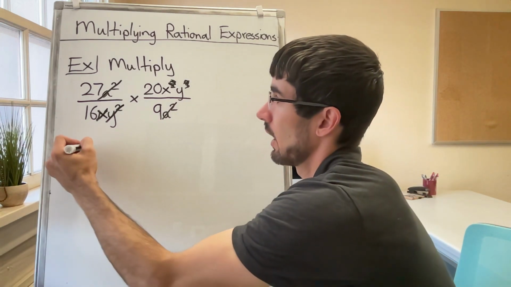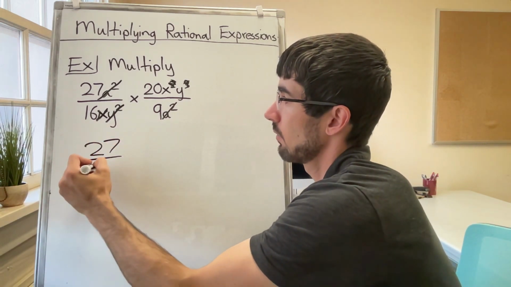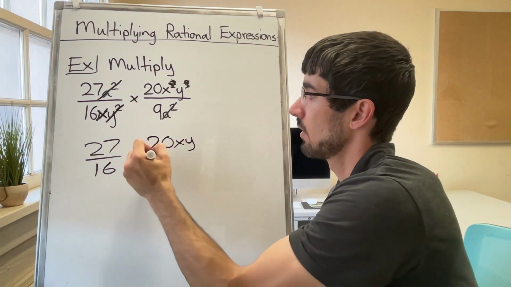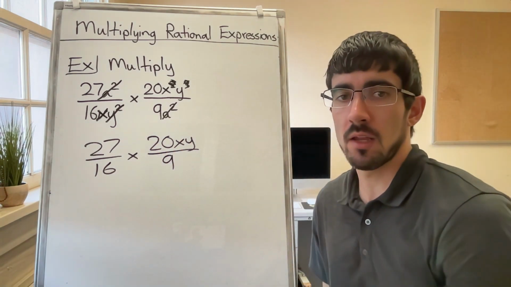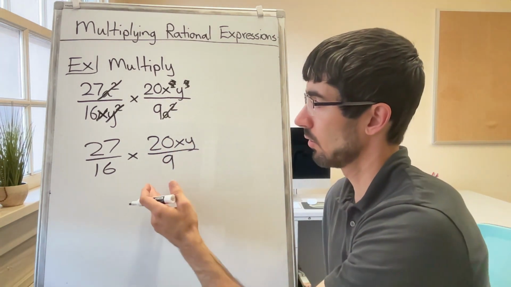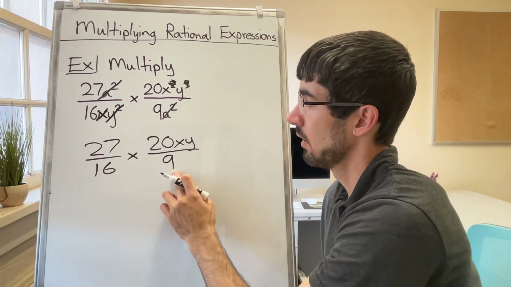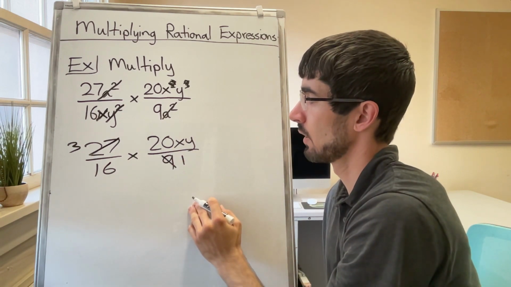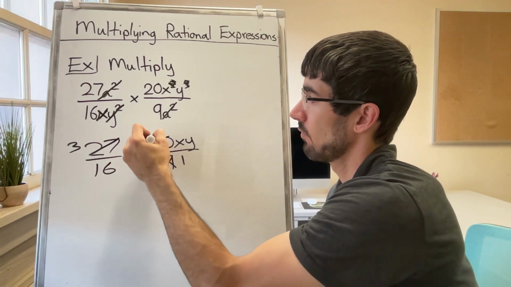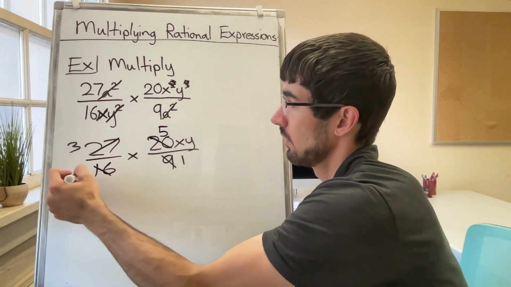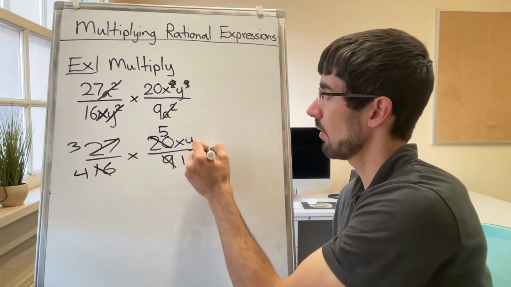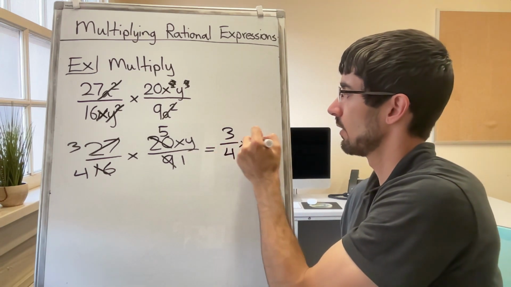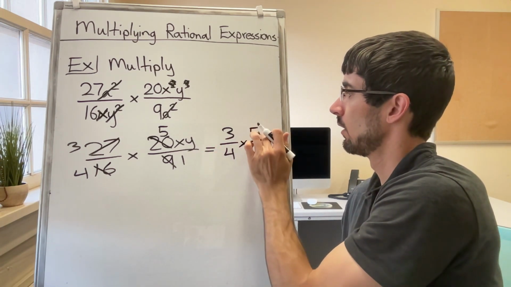So I'm going to rewrite what I have just to make it more clear. It looks like we have 27 over 16 times 20xy over 9. Now let's divide out common factors in our coefficients. 27 and 9 are divisible by 9. This becomes a 3, this becomes a 1. 20 and 16 are divisible by 4. This becomes a 5, this becomes a 4. So now I have 3 over 4 times 5xy over 1.